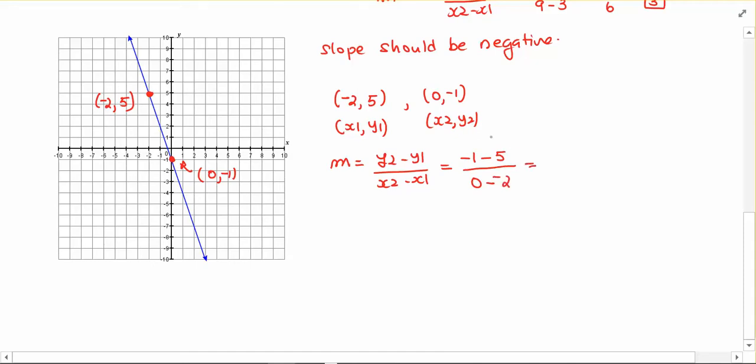So up here I have a negative 6, and down in the denominator I have a positive 2. So negative 6 over positive 2 is negative 3.